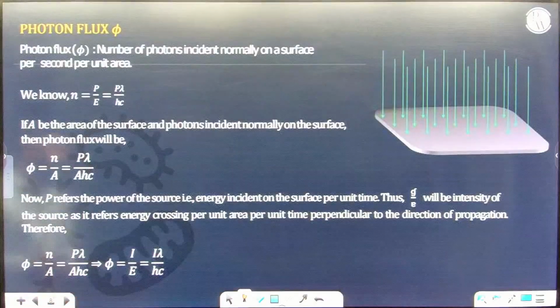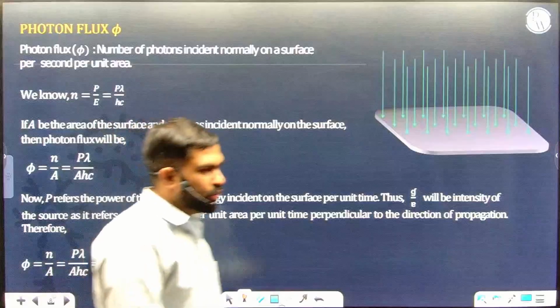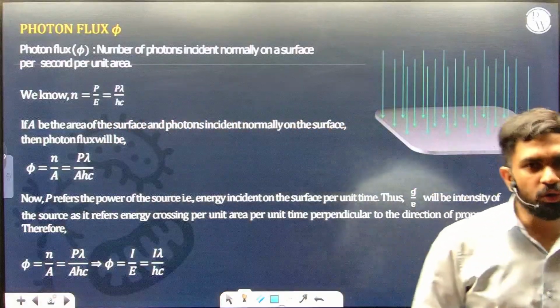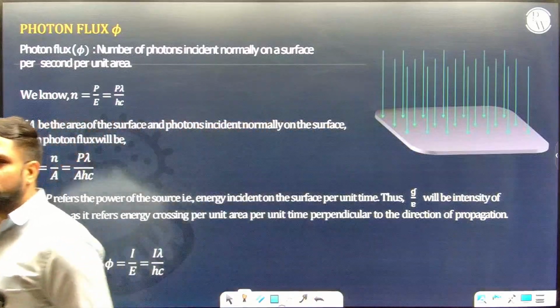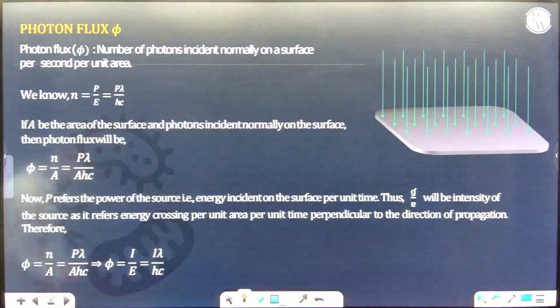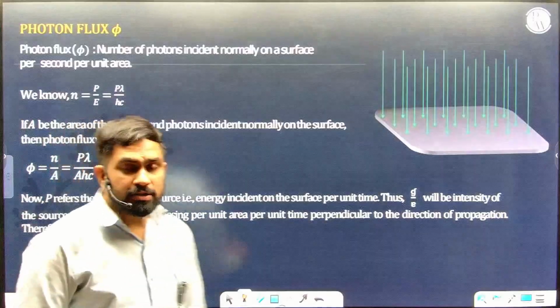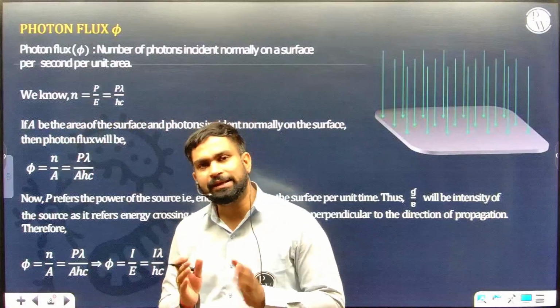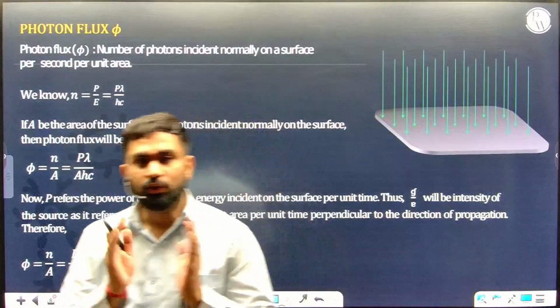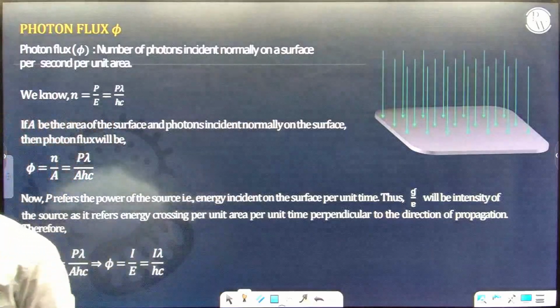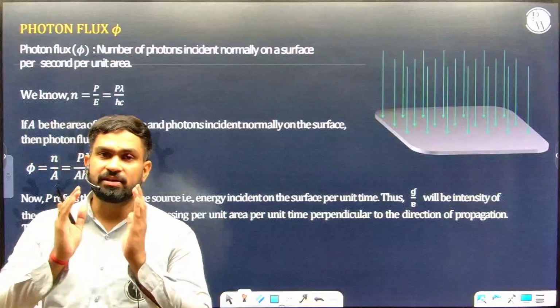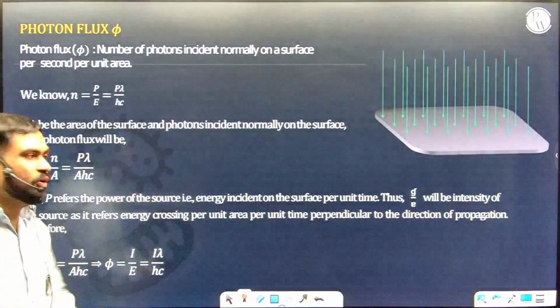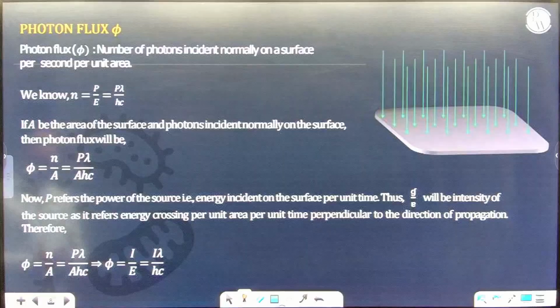Okay, they are asking about photon flux. So just now we saw the number of photons falling per unit time, the photon count. Now I want to talk about photon flux. You guys have an idea about flux? What is flux? It is something telling us about the flow of some quantity, whether it's electric field, magnetic field, or in fluids we see the flow of liquid, the flow of the fluid, just like here the photon flux.